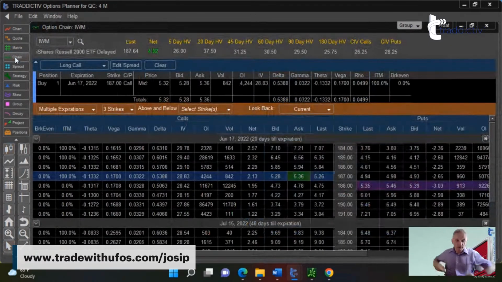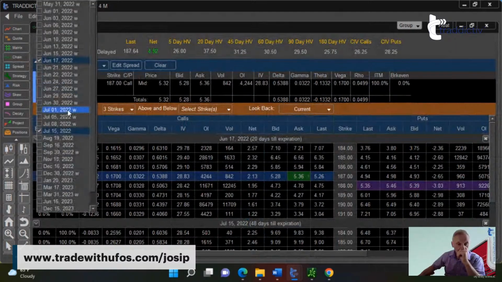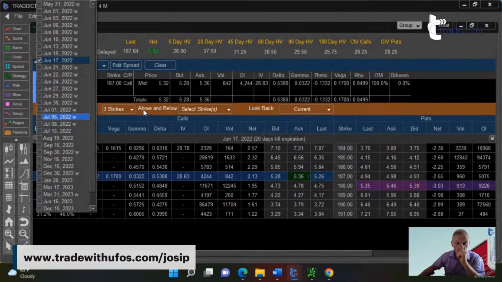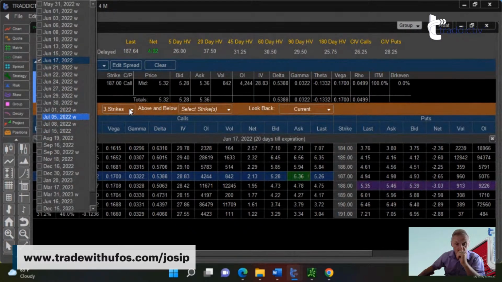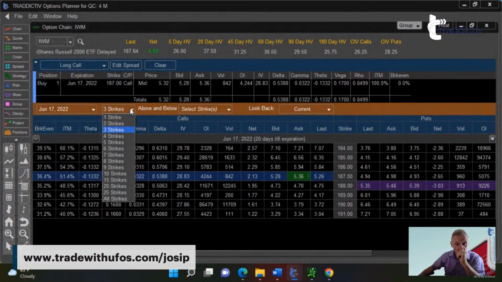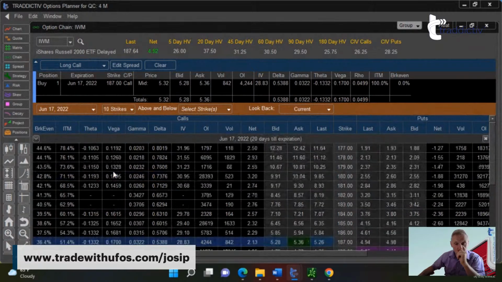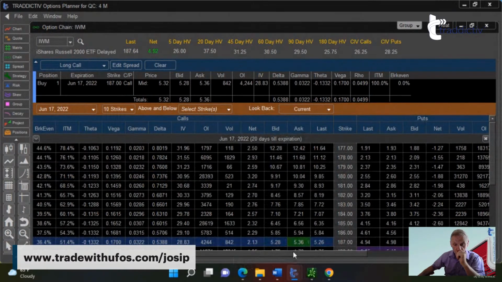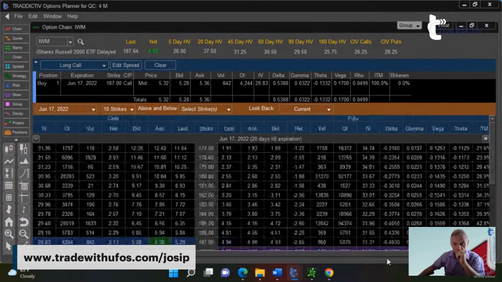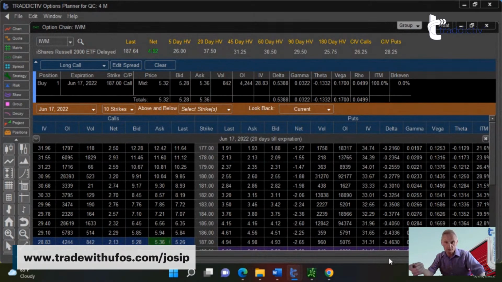So here I am in IWM. I'm taking the June, which means I'm going to get rid of this. I would need to add a lot more strike prices to see that level, so I'm going to add 10 strike prices. I'm not going to be on the call side, I'm going to be on the put side, and I'm going to ask you to look at the volume if there's anything poking your eyes.